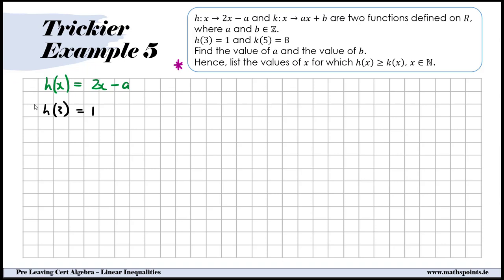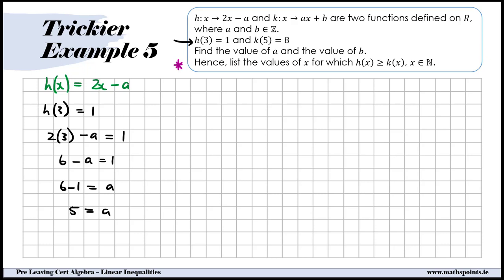What that means is if I substitute an input of 3 into the function for x, then the output of the function is 1. So if I sub 3 in for x, so 2 by 3 minus a, so I've taken the function and subbed in 3, then that will be equal to the number 1. Tidying this up, 2 by 3 is 6, minus a equals 1. We're solving a linear equation here, so 6 minus 1 equals a, and so 5 equals a. And so with this first piece of information, h of 3 is equal to 1, we were able to work out that a has a value of 5.